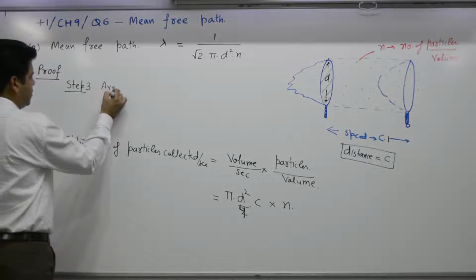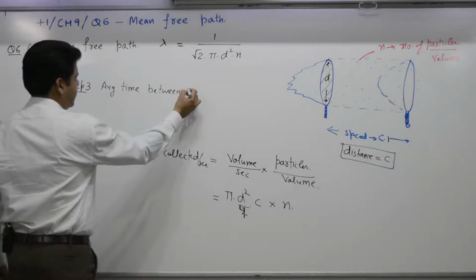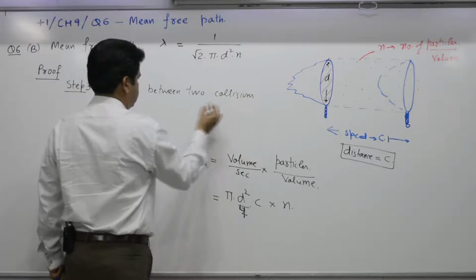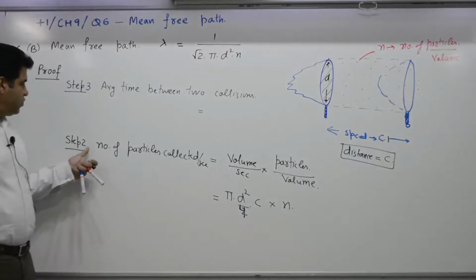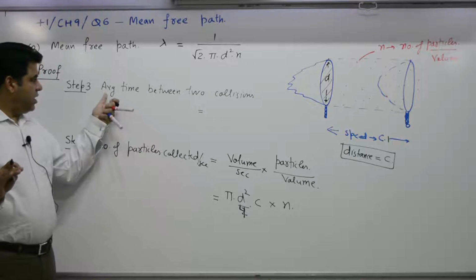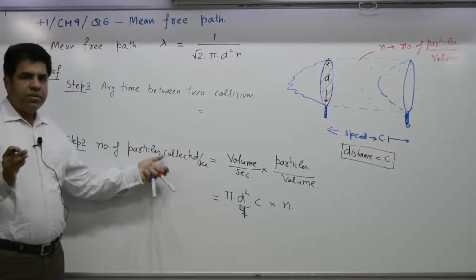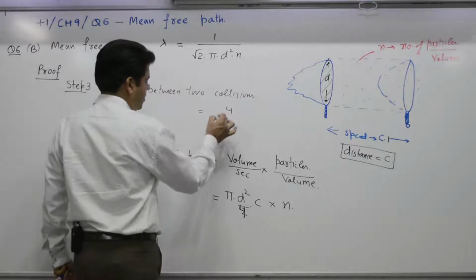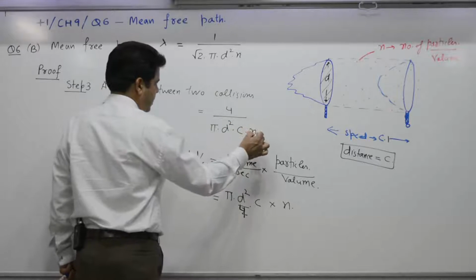Step 3. Average time between two collisions is equal to reciprocal of step number 2. Step number 2 was number of particles collected per second. That means how many collisions take place in 1 second. We want to find out time between two collisions. So it is reciprocal of this. It is 4 divided by pi d square c n.